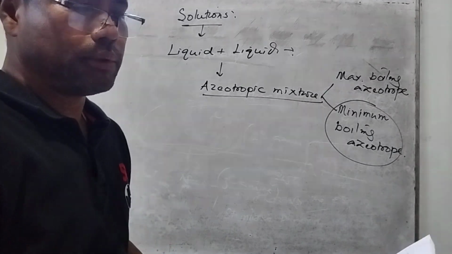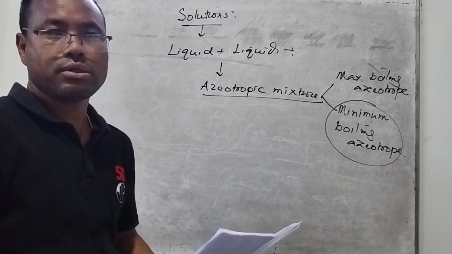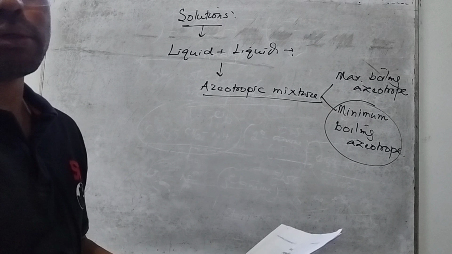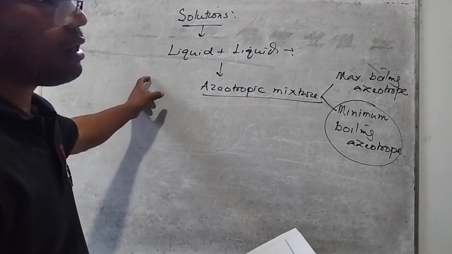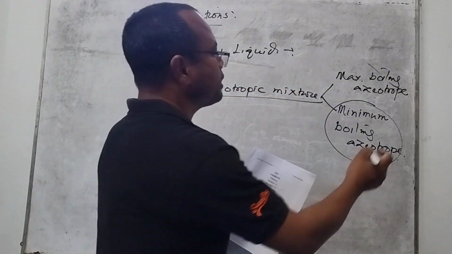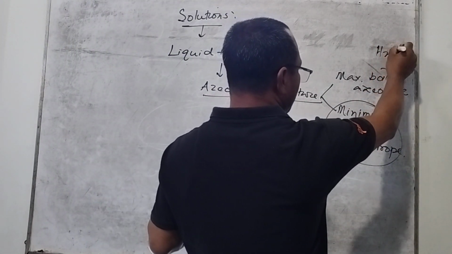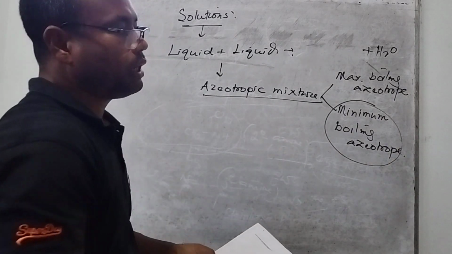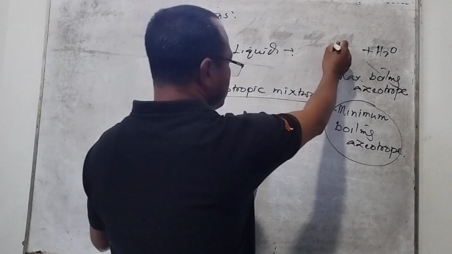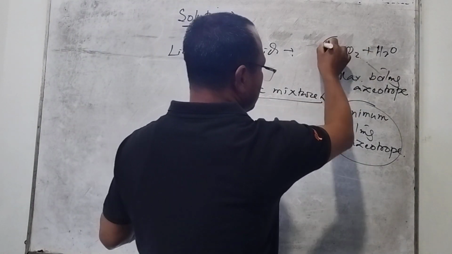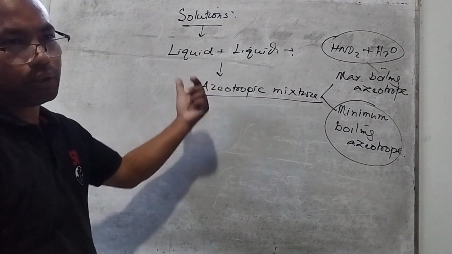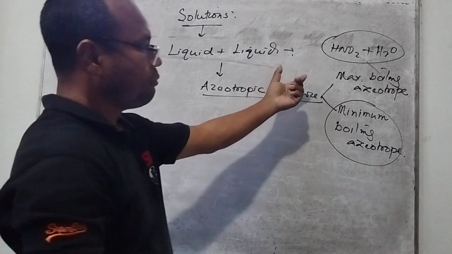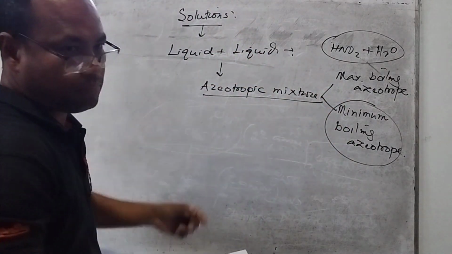So the question is given here. When you see the textbook, examples are given, right? Let me give you the example of the maximum boiling azeotrope. You can take water as one of the components, and under liquid you can take nitric acid. That mixture boils above the boiling point of water. That is what we call a maximum boiling azeotrope example.